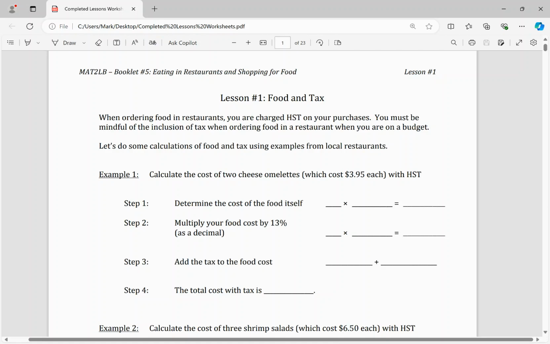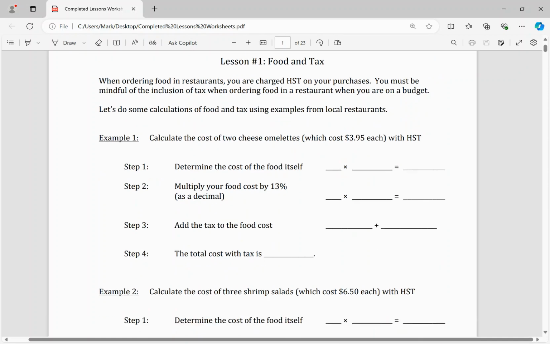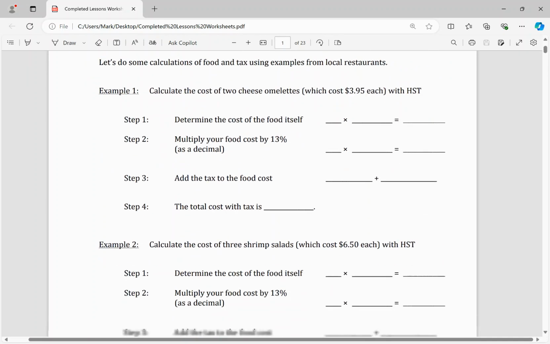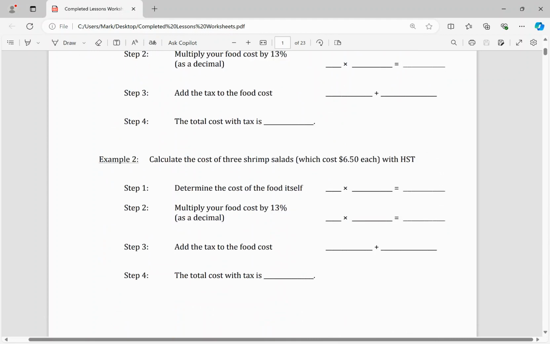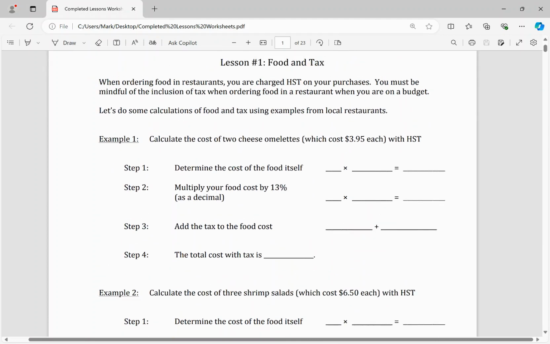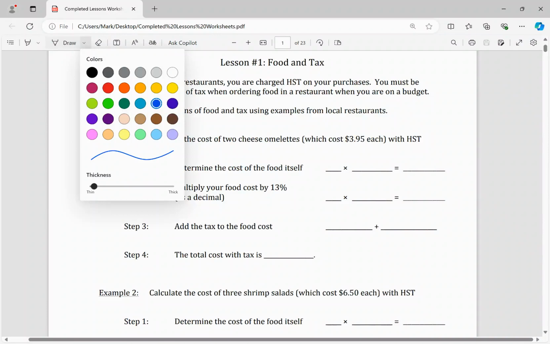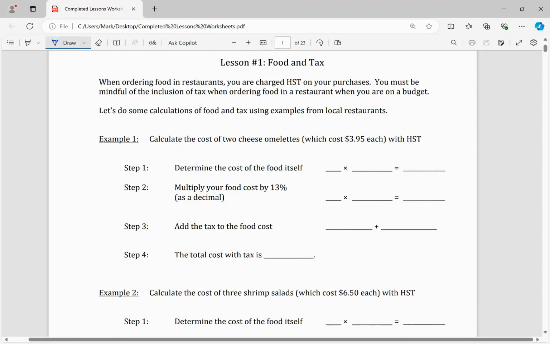You have all of the skills that you need to complete this lesson, so I'm going to go through it at a pretty quick pace here because I don't think this is going to give anybody too much trouble at this point in the course. So, when ordering food in restaurants, you are charged HST, tax on your purchases. You must be mindful of the inclusion of tax when ordering food to make sure that you're keeping to a budget if you have one.